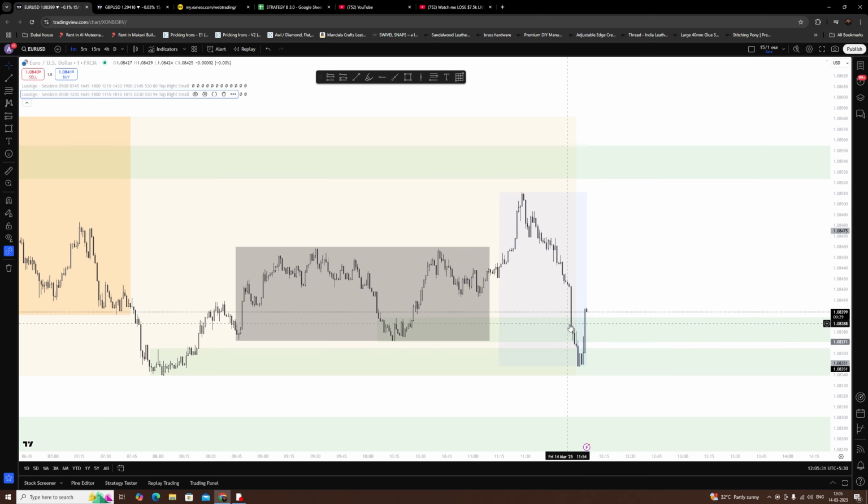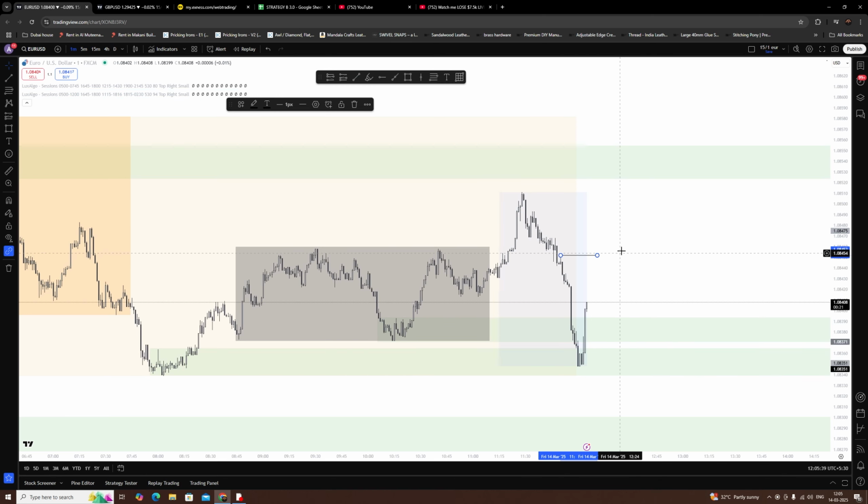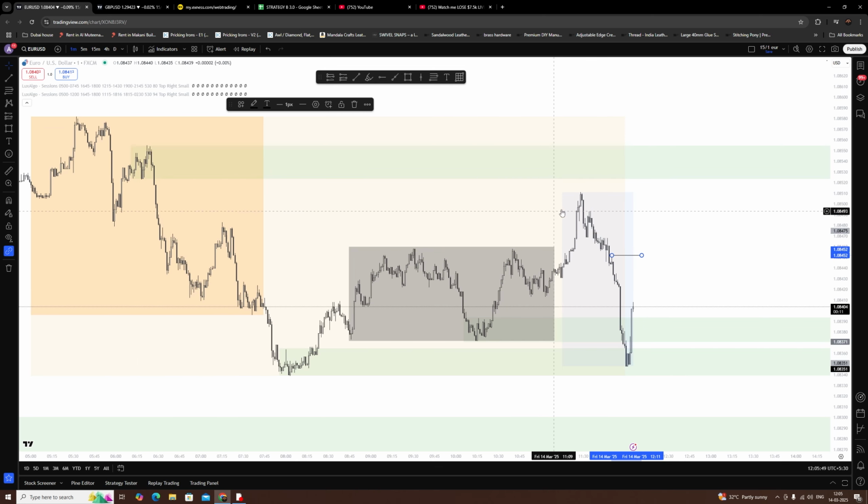And anyway, there's no breaker structure points here. The breaker structure is here, and it's highly unlikely for it to break, come back, tap this, and continue. So I'm going to be skipping this trade, or this trade here, when it does that.